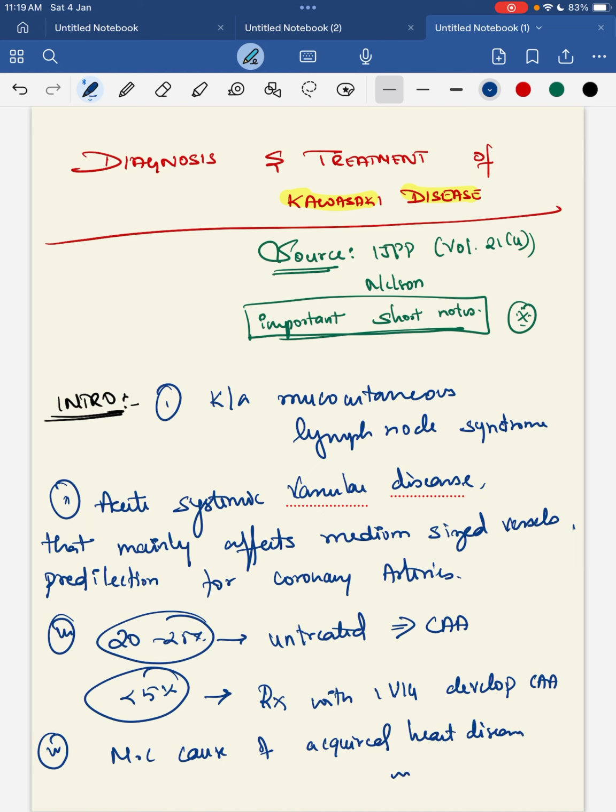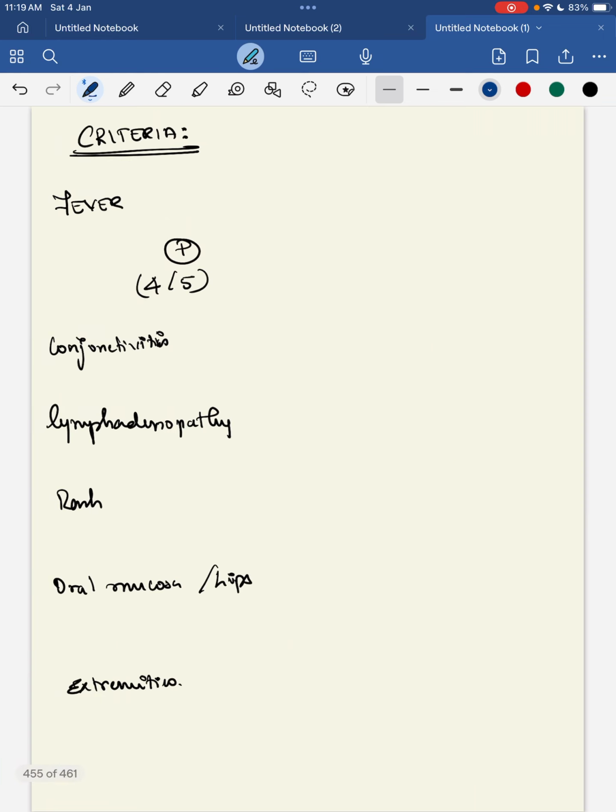Next, going on to the diagnosis. Diagnosis of Kawasaki is always a clinical diagnosis, and you need clinical criteria for this. The clinical criteria is a child with fever for more than or equal to 5 days with 4 of the following 5 criteria. Among the 5 things, the child should fulfill at least 4.